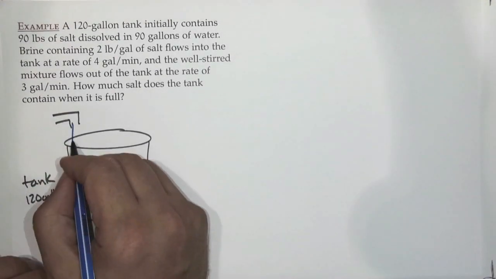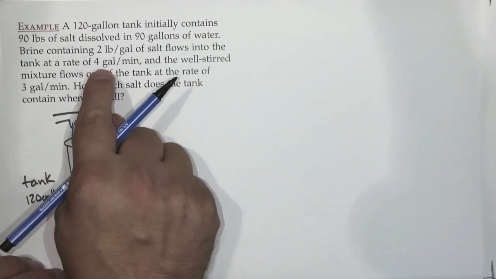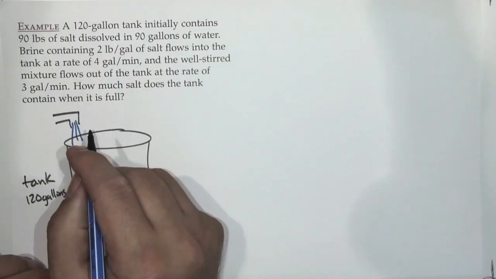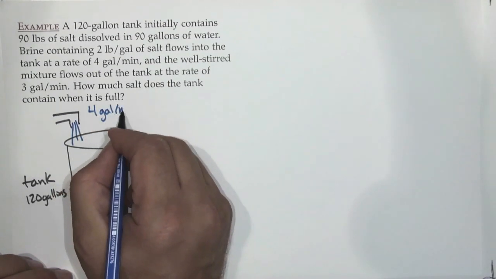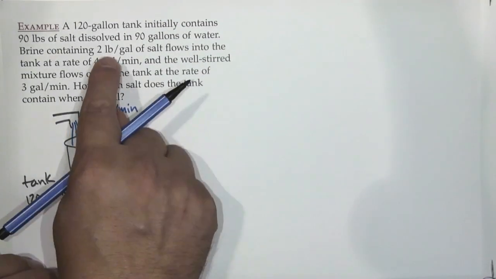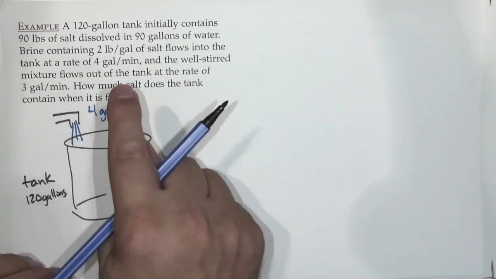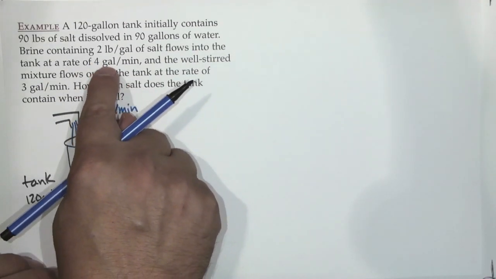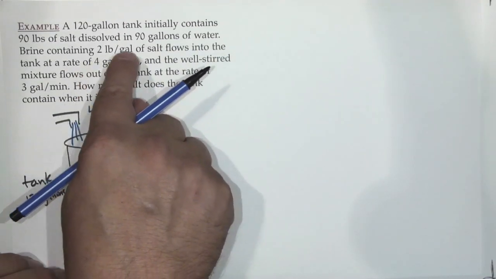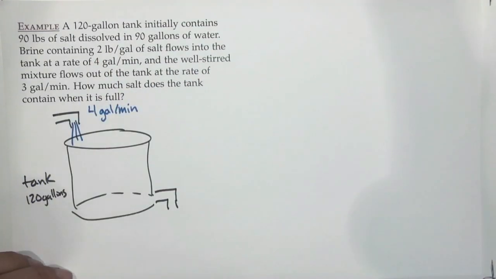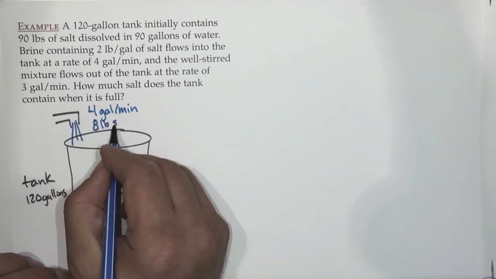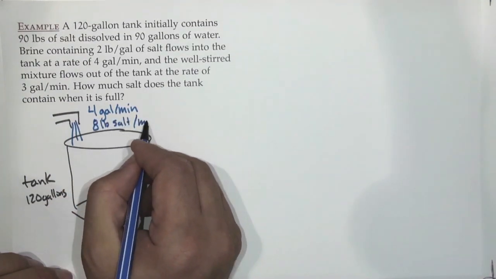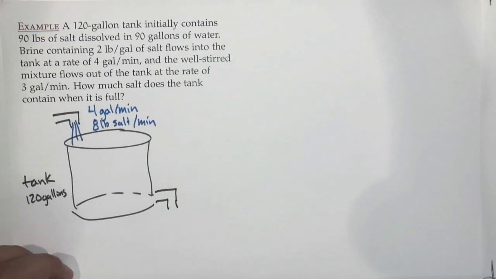So in the in, we have 4 gallons per minute. And how much salt is there? Well, let's actually figure it out. It's coming in at 4 gallons per minute. For each gallon, there's 2 pounds of salt. So how much salt is coming in? Yeah, so there's 8 pounds of salt per minute. That's the rate it's coming in.